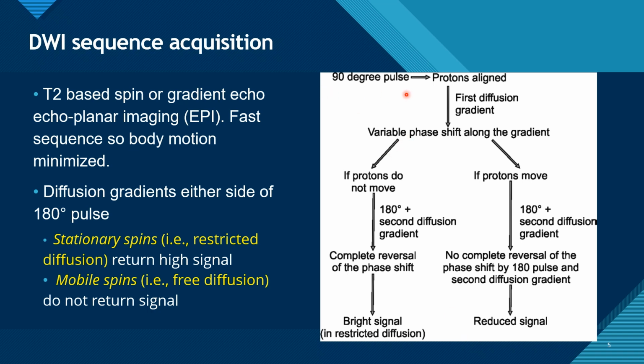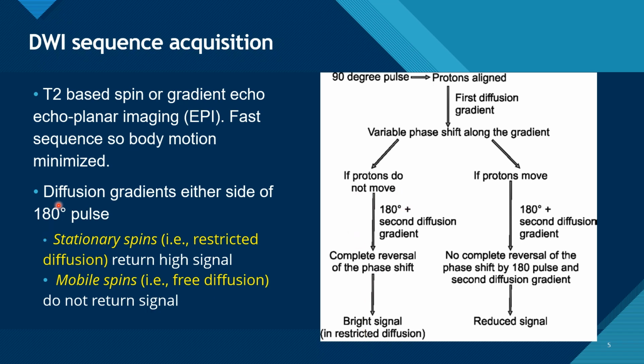So let's give the second example. When we give our 90-degree pulse, which aligns the protons, we apply our diffusion gradient, but the protons are not moving. If protons do not move, they will take the 90-degree pulse and the first diffusion gradient. When this is followed with a 180-degree pulse and a second gradient, there will be a complete reversal or phase shift of all the protons since they have not moved. What this returns is a signal intensity which is much brighter in comparison to protons which are moving, because the degree of dephasing of moving protons is much larger than the degree of dephasing in non-mobile protons.